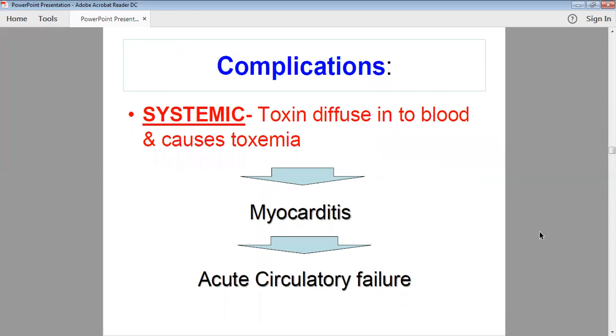Myocarditis, because the target site is the myocardium. Cell necrosis by protein synthesis inhibition. Due to cell necrosis, there is myocarditis inflammation, and due to myocardium involvement, there is no pumping of the heart. So no pumping, cardiac output is decreased, the patient is in shock, and that will cause acute circulatory failure. Internal organ hypoxia and patient death. So it is a medical emergency.